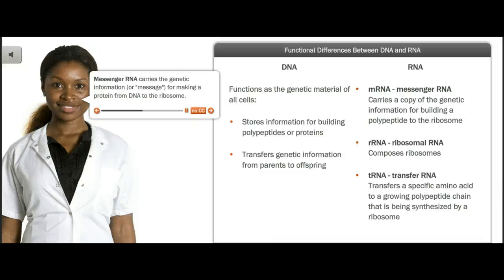Messenger RNA carries the genetic information, or message, for making a protein from DNA to the ribosome. Ribosomal RNA composes the ribosomes, which are the site of assembly of amino acids into proteins. Transfer RNA transfers a specific amino acid to a growing polypeptide chain at the ribosome.